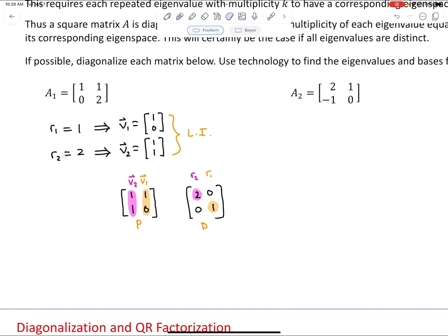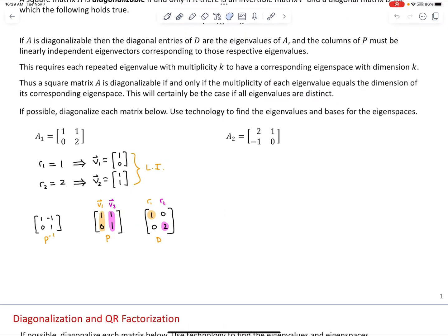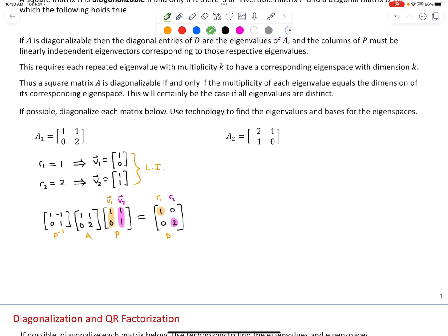But let's go back to the original and continue with the diagonalization. Once we have established a matrix P, you must find its inverse. I use technology to find that inverse. And once we have its inverse, we put the matrix A in between the inverse of P and P. And then this product on the left, P inverse times A times P, will be equal to this diagonal matrix D. So this is one option for diagonalizing the matrix A.